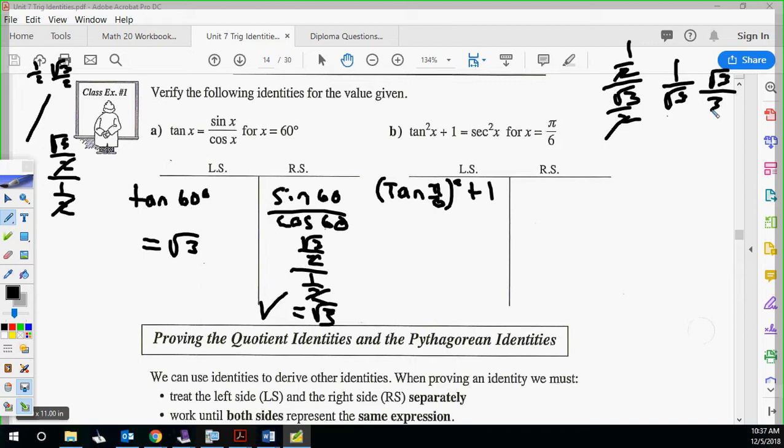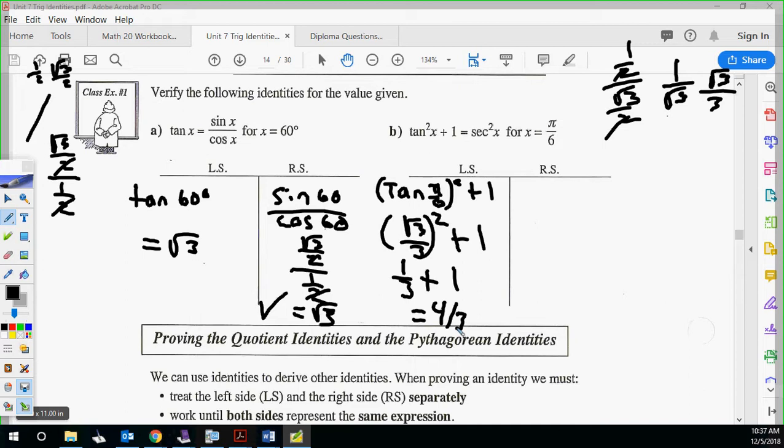Okay, so watch. I'm going to go root 3 over 3 squared plus 1, which gives me 3 over 9. Do you guys see that? So it's 3/9, which is 1/3. Plus 1. 1/3 plus 1 equals 4/3. I'll stop there to see if any of the quick mental math that happened may have gotten lost.